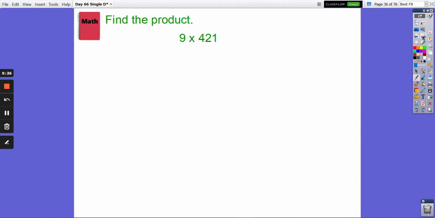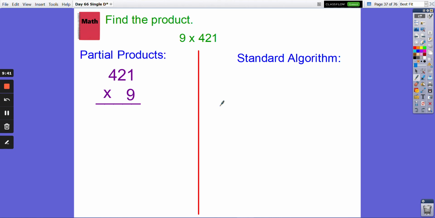Find the product of 9 and 421. Let's do our partial products. 9 times 1 gives me 9. 9 times 2, but that 2 is actually a value of 20. 9 times 20, let's see, 9 times 2 is 18, so 9 times 20 would be 180. 9 times 4, well, that 4 is actually a value of 400, so 9 times 4 gives me 36, but 400 has 2 zeros behind it, so then I'd have an answer of 3,600.